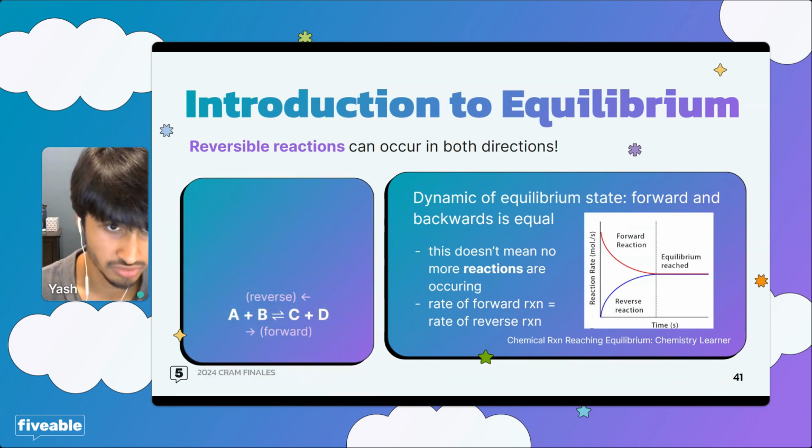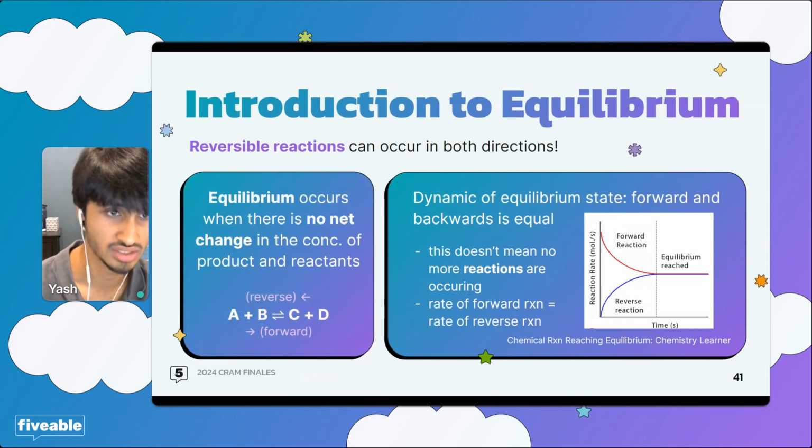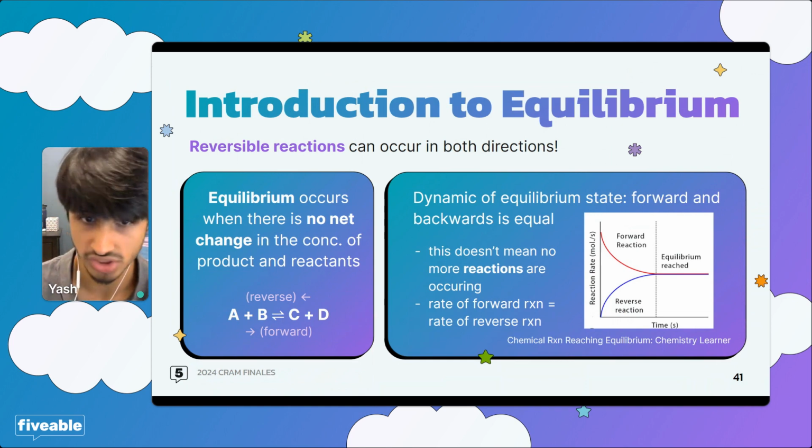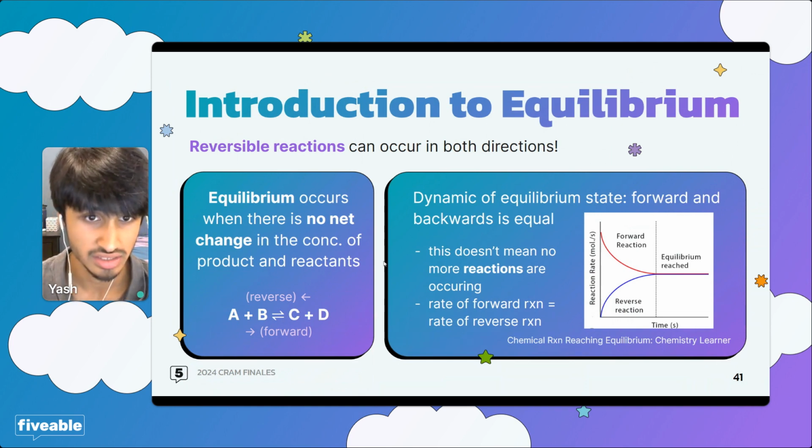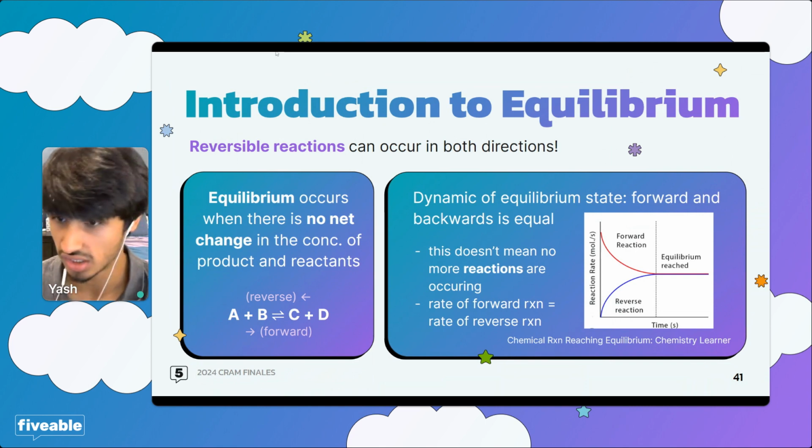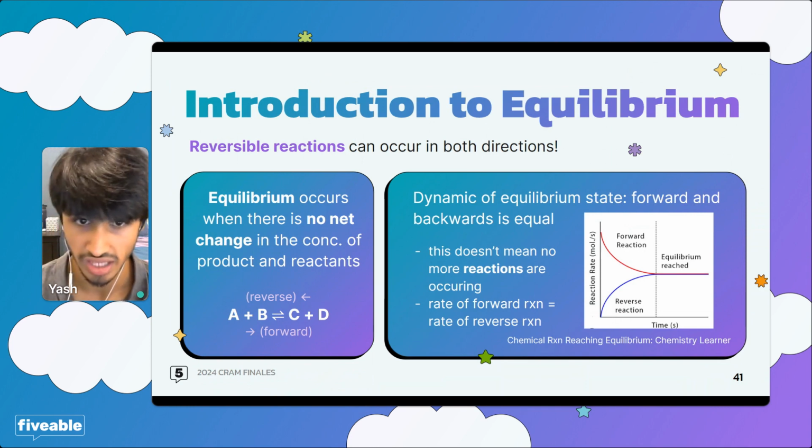Before we get started, we have to really define what equilibrium is. Equilibrium is just a point at which there is no net change in the concentration of products and reactants. This doesn't mean that the reaction is no longer occurring. This means that the concentrations of the reactants and the products are not changing. AP Chem calls this dynamic equilibrium, the point at which these concentrations become constant, even though the rates of the reactions are still positive, non-zero values.